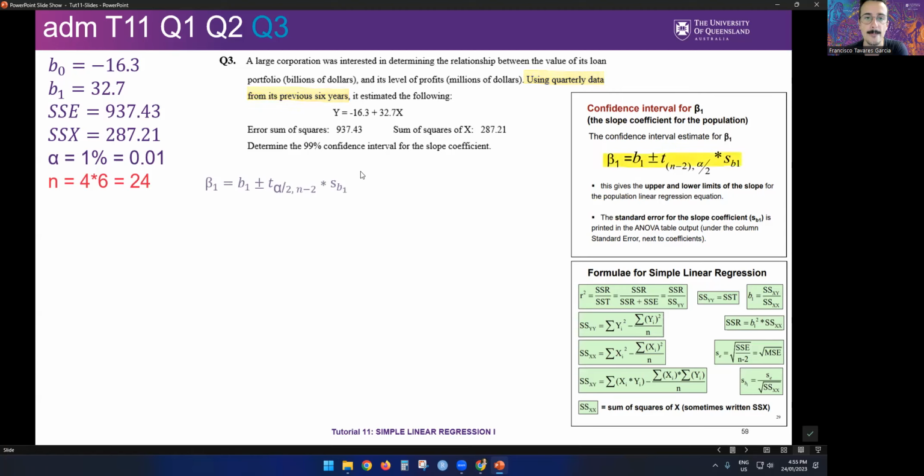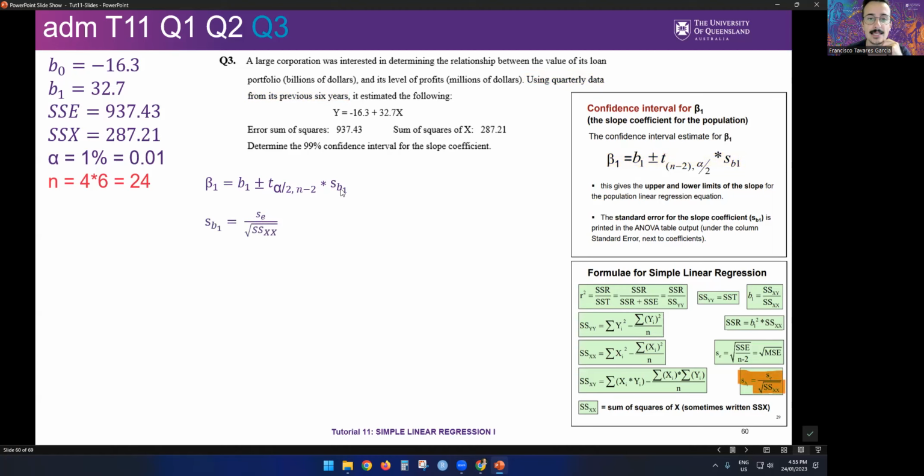Now, let's use the formula that we have for that slide. Once again, alpha, it's a confidence interval, so there's upper and lower. So alpha is divided by 2. It's a two-tailed test, right? Alpha divided by 2 and n minus 2. So we used to have a 24, and minus 2 will be 22.